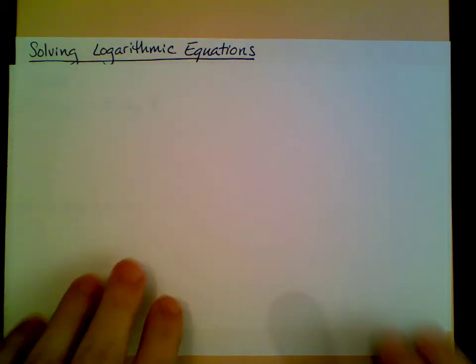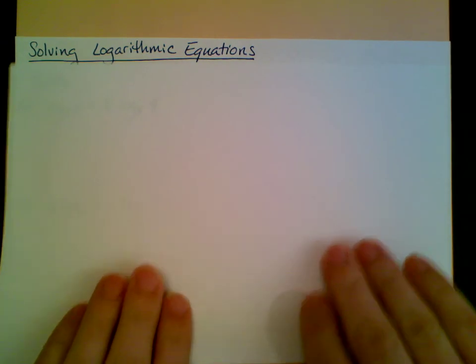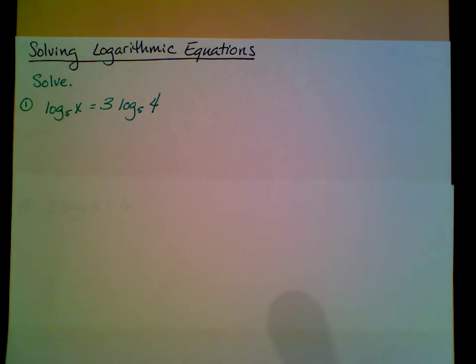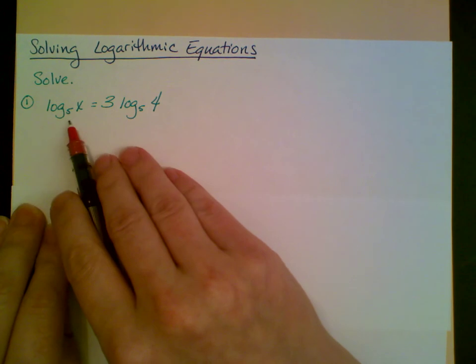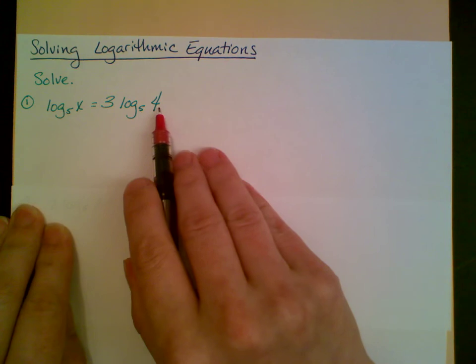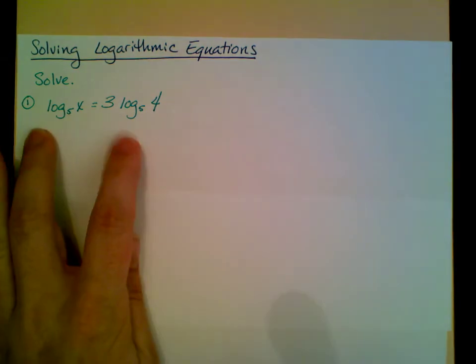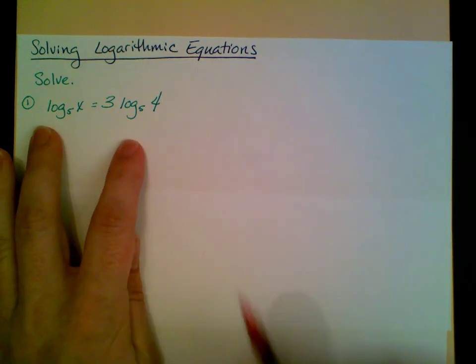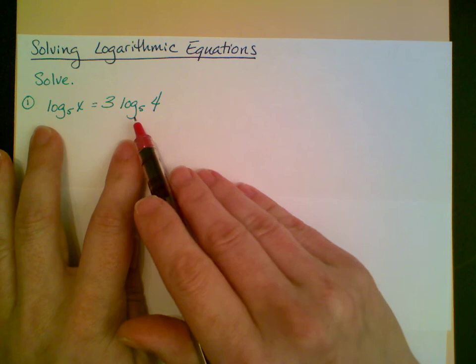In this video, we're going to be solving logarithmic equations. So we'll just dive in. We start with this logarithmic equation of log base 5 of x equals 3 times log base 5 of 4. Notice that I have a logarithm on each side of the equation. Everything is either in a logarithm or multiplied times 1.